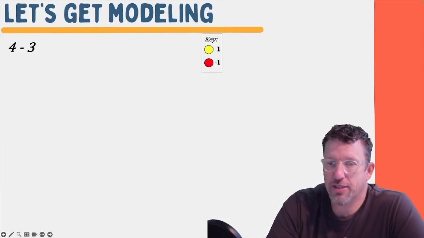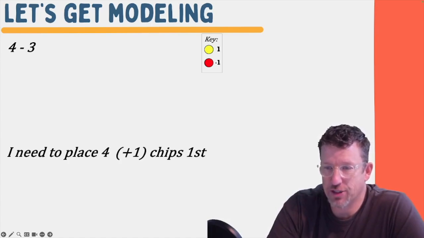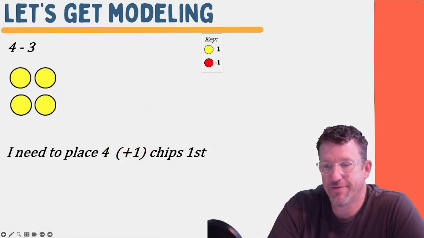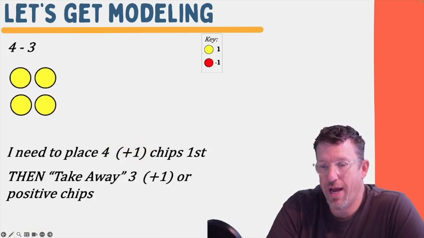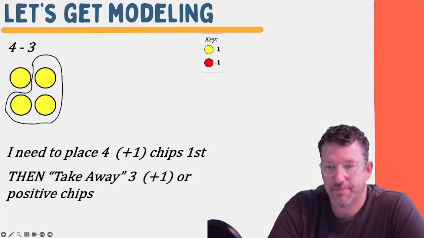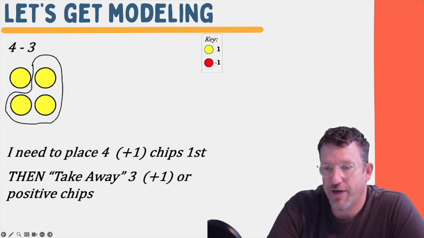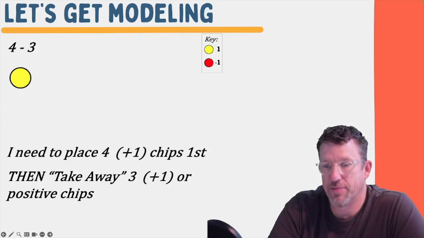All right, so now let's look at this number right here. We have 4 minus 3. The first thing I need to do is my first number is a positive 4, so let's go ahead and put 4 positive chips up. Easy enough. Next, I need to take away 3 positive chips. Remember, this is a 4, this is a subtraction sign, and if there's no symbol there, it is a positive. So if I have 4 minus 3, I could just simply take those away, and my answer is 1.